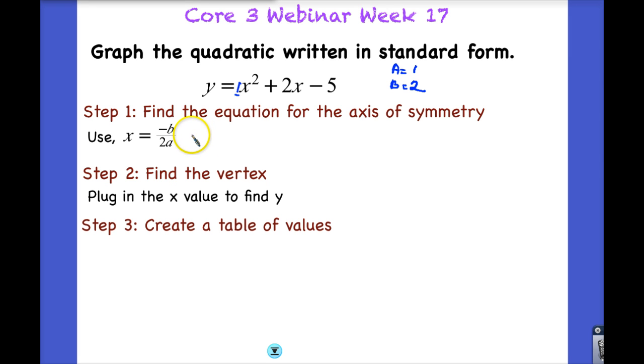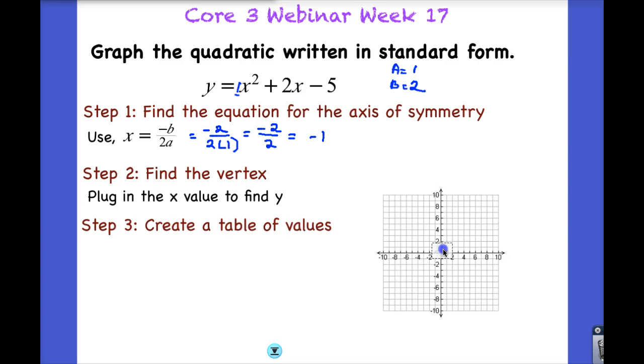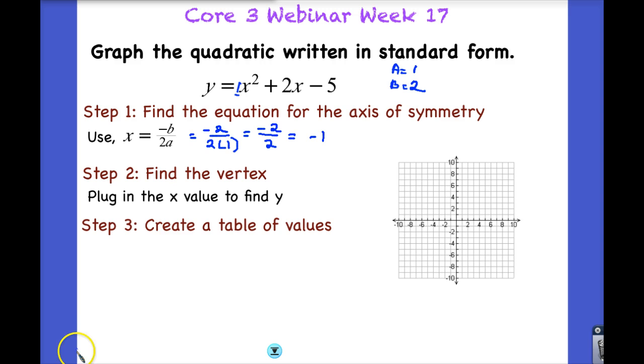So what you did, I'm just going to do it up here. We have negative B, which is 2, over 2 times A, which is 1. So what I wanted you guys to do is simplify it. 2 times 1 is just 2, and then negative 2 over 2 is negative 1. So now you know the x value. All right, you guys, so find the vertex. Use that x value and find the vertex.